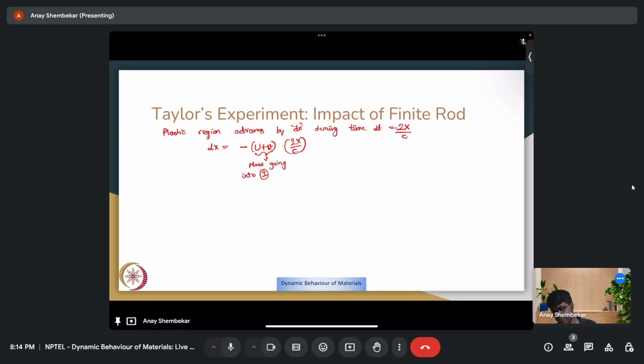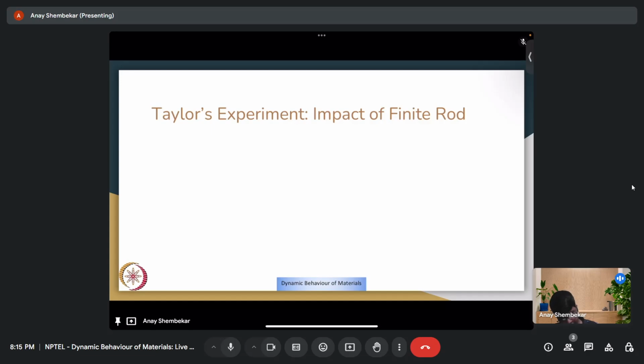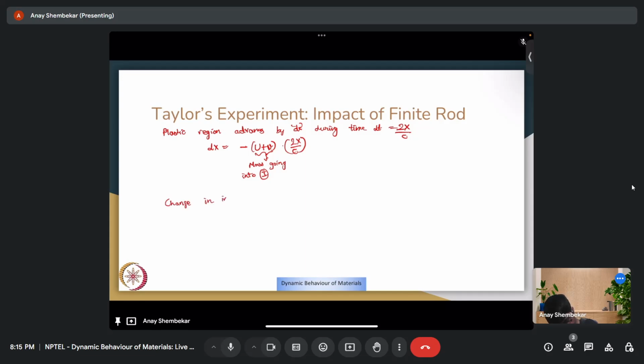And what you have is that there is also a change in impact velocity associated with it, minus sigma yd by c rho naught, which is the incoming wave, and then the release wave.